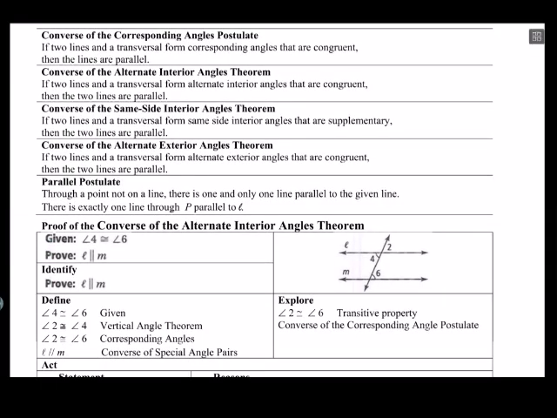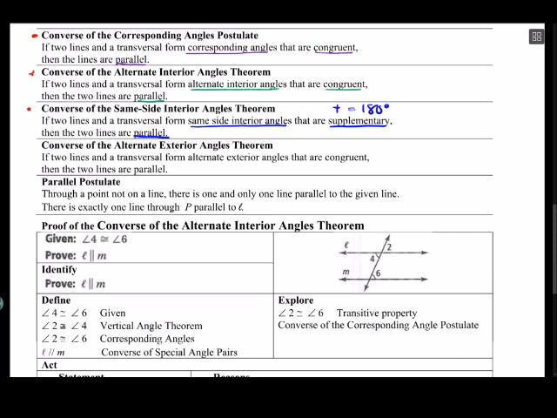Some more review. Remember our converse of the corresponding angles postulate says that if corresponding angles are congruent, then our lines are parallel. The converse of the alternate interior angles theorem says if alternate interior angles are congruent, our lines are parallel. The converse of the same side interior angles theorem says if same side interior angles are, remember the S's, supplementary, that means they add to equal 180 degrees, then our lines are parallel.